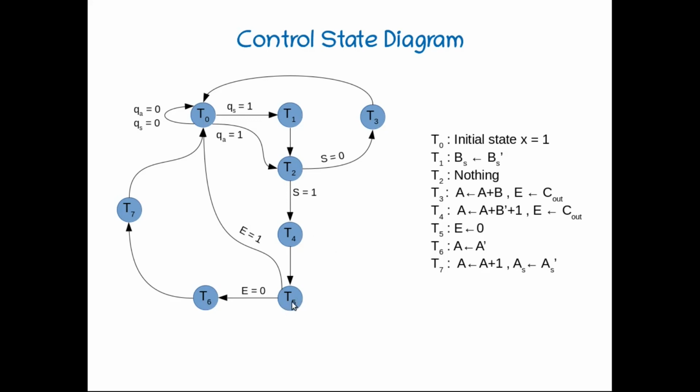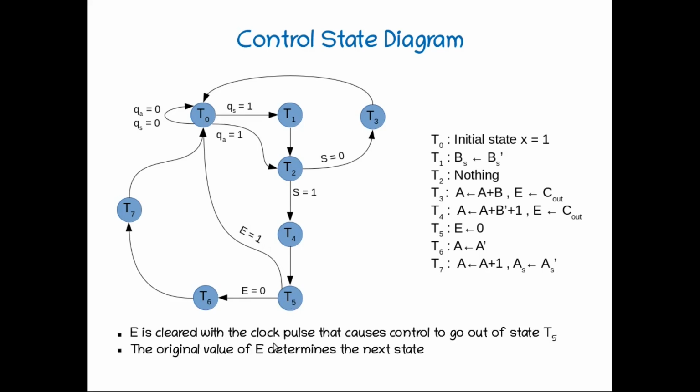Similarly in T5 the operation is E is equal to 0, but this operation will be performed only during the next clock pulse. So currently the value will be the previous or original value. So we can make the check here, E is equal to 1 or E is equal to 0. E is cleared with the clock pulse that causes control to go out of state 5. The original value of E determines the next state. So here we perform the check, and only after that, during the next clock pulse, E is equal to 0 will be updated. That is why we have reduced it like this.